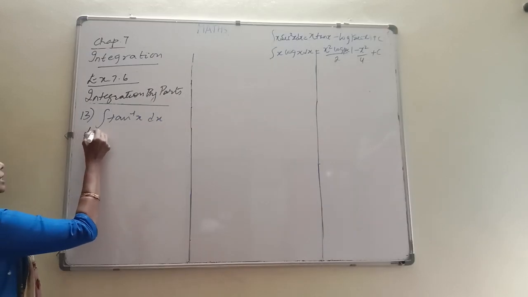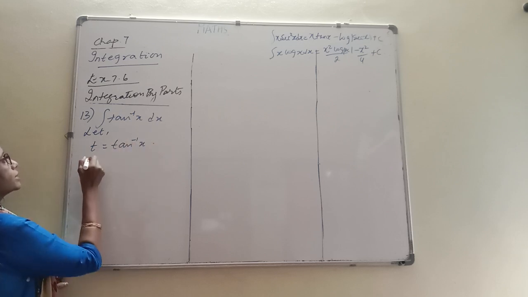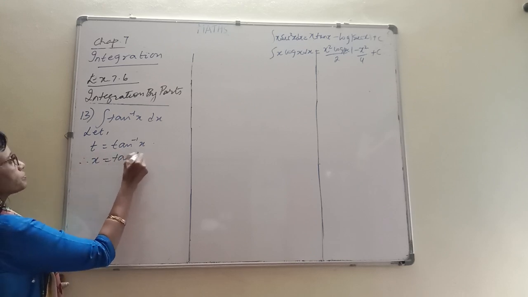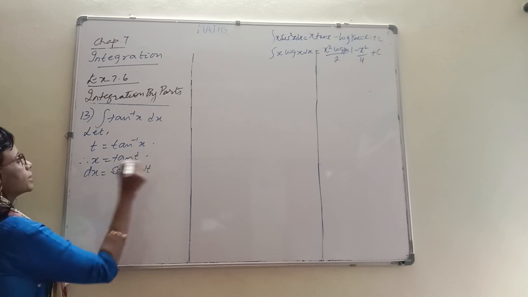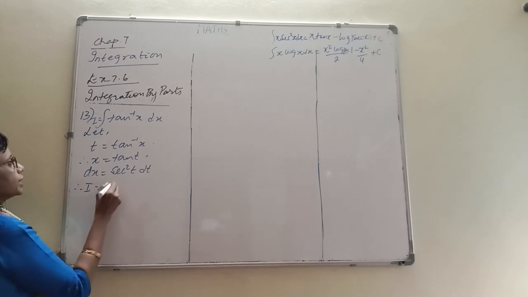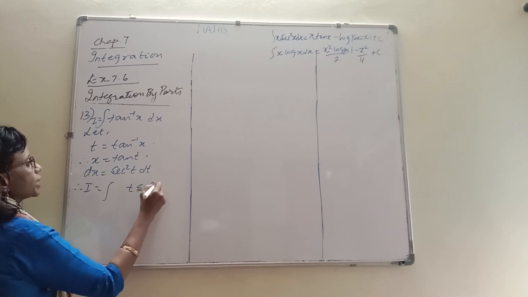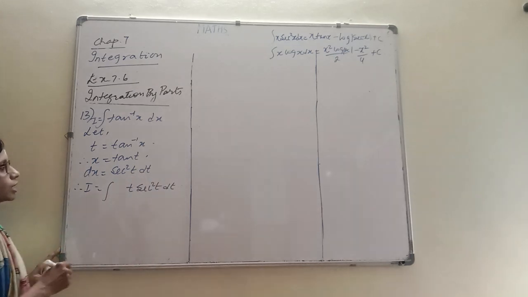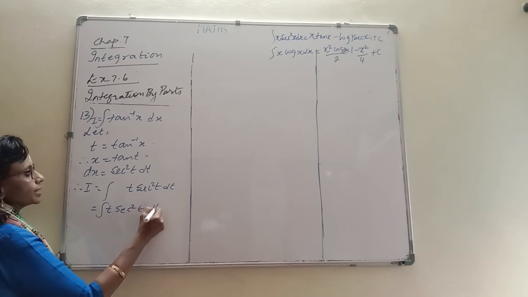So right away, let's call t as tan inverse x. Then x will become tan t, so dx will become sec squared t dt. Now let's see how we can convert our integral. Our integral will become tan inverse x, which is t, and dx becomes sec squared t dt. As a result, our integral reduces to integral of t sec squared t dt.